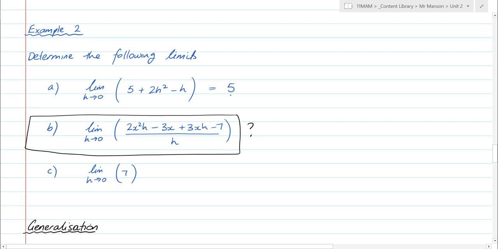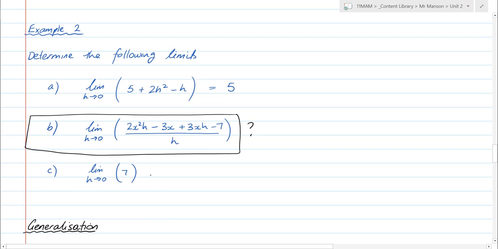So basically the limit as h goes to 0, we investigate what happens when h equals 0. We'll talk about B in a second. C's an interesting one, it does come up. What's the limit as h goes to 0 of 7? 7. And this is a really simple question that can fool some people because they overcomplicate it in their minds. There's no h's there, there's nothing to let equal 0. The limit as h goes to 0 of 7 is just 7.